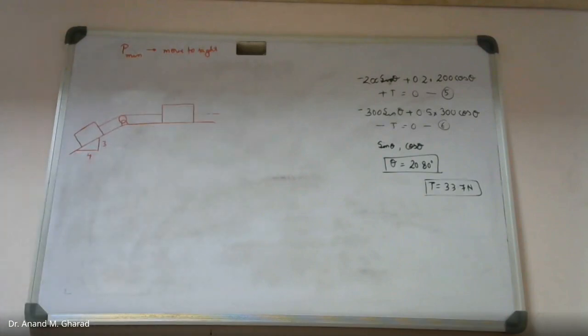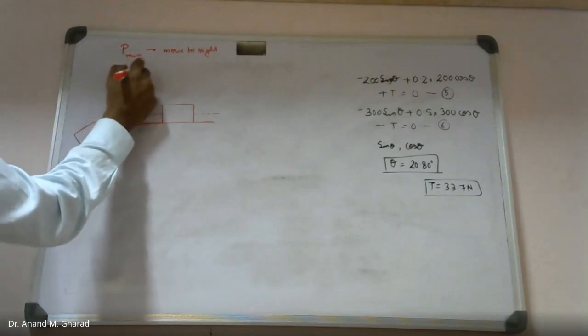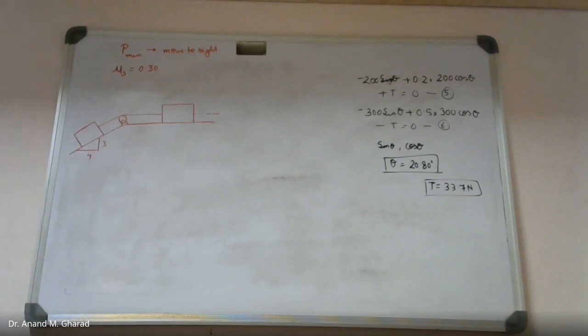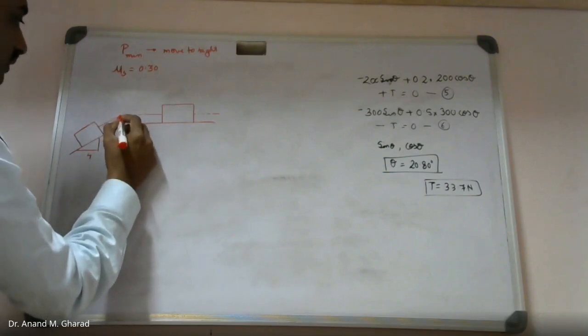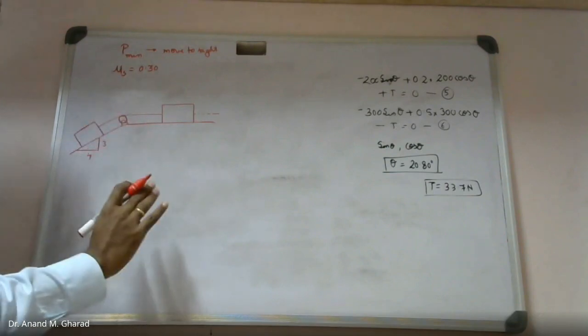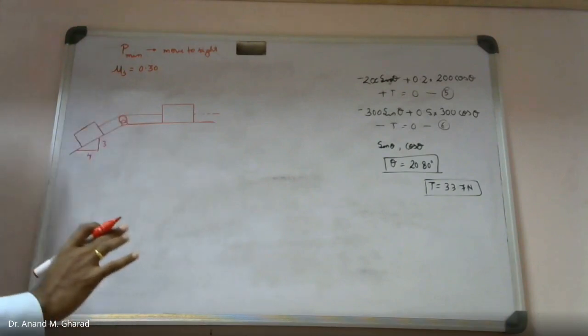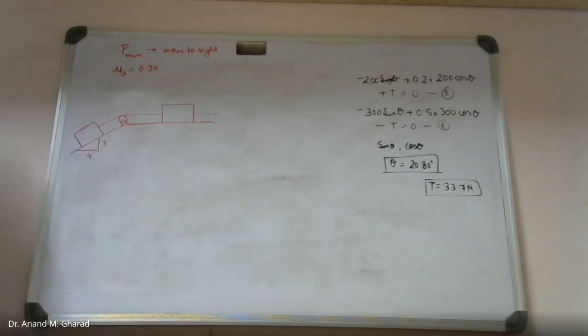Coefficient of friction under each block, mu s under each block is given as 0.3. This is what is given. And see other things, pulley and all, nothing is given. That means you are supposed to consider this pulley frictionless. Unless and until it is given, you are supposed to consider everything to be frictionless.